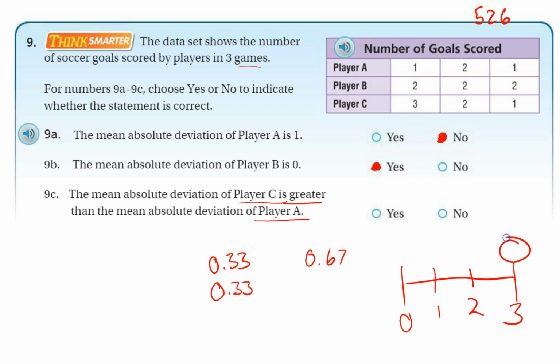So 3, 2, 1. The average is 2, so that's 1 away, 0, 2 away, so a total of 3, which means the mean absolute deviation for player C is going to be 1, and for player A, it's going to be less than 1. So yes, it is greater.